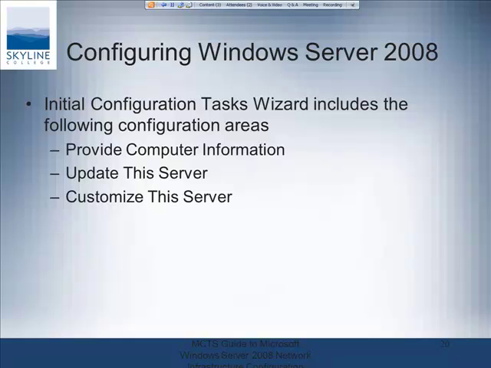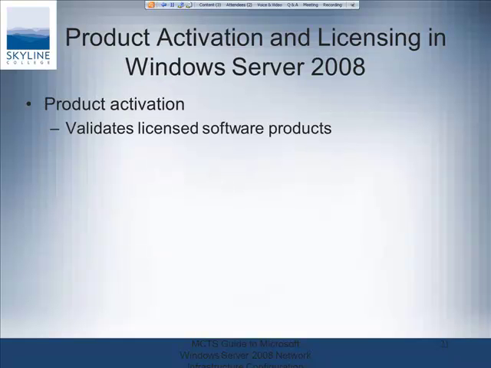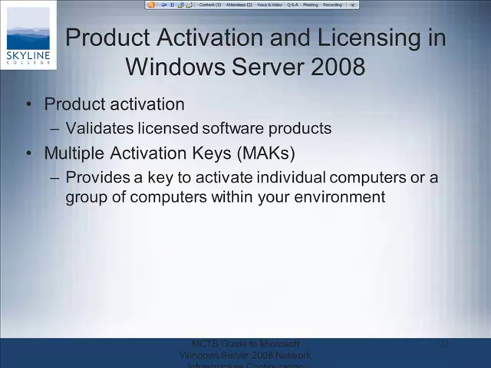Initial configuration tasks. You've done that, been there, done that. You're going to get to do that again here in a few minutes. Product activation, again, we're not going to do that because we're not going to keep them that long, but if you're going to activate it, you have to put the license in. Multiple activation keys, MAKs, you'll buy maybe 5 keys or 10 keys or whatever else. And you manually put these keys in, and when you get to 5, 6 won't activate.